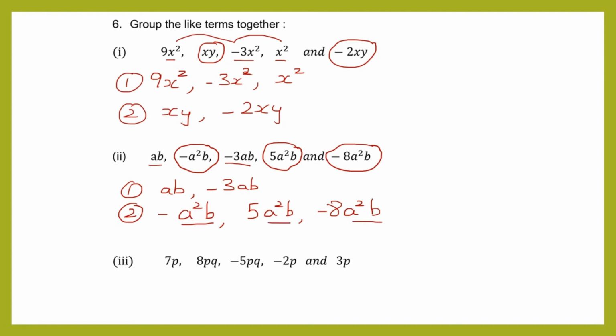Now here I have P. Let's look out for other terms that have only P. Not the second one, not the third one, the fourth one. Yes, minus 2P and the last one. Then let's see the ones not underlined. 8PQ. Okay, this is PQ. Now, is there another term with PQ? Yes, minus 5pq. Let's write down the first set of like terms. 7p, minus 2p and 3p.